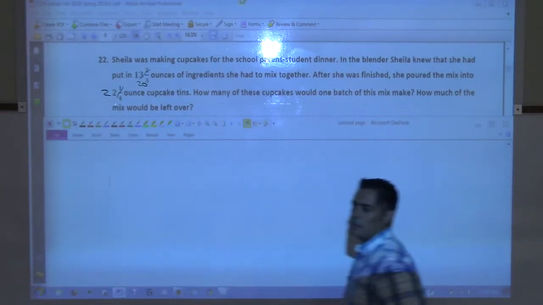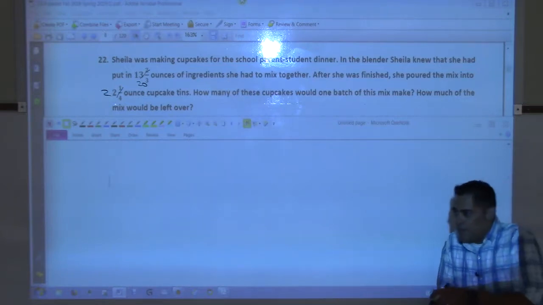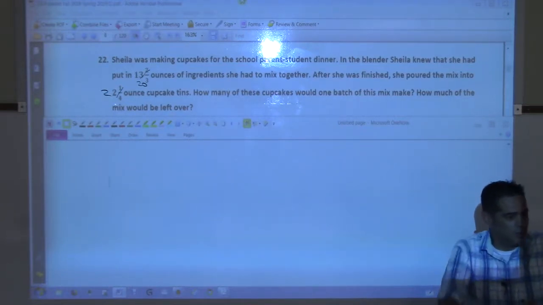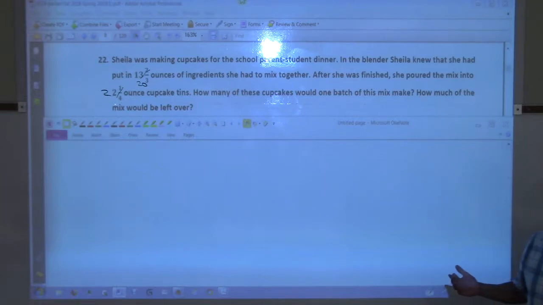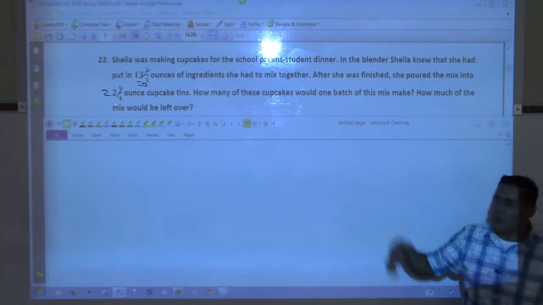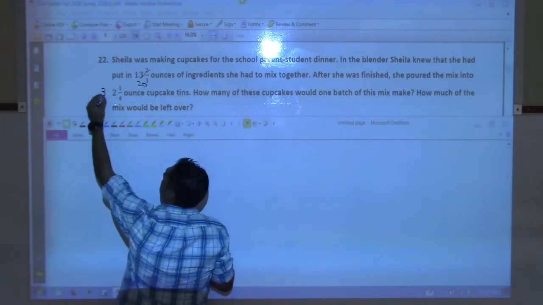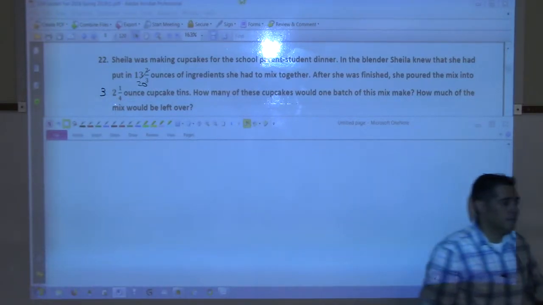Then how many of these cupcakes would one batch of this mix make? So she's got the 20 ounces, right? She's pouring them into 2, 2, 2, 2, and making all her cupcakes. How many would she get? 10, right? How'd you do that? You divide it, right? 20 divided by 2. Okay, so that worked out almost too nice, because she has nothing left over, and this one is asking how much of the mix is left over. So let's just change one of these numbers. How about we change the 2 to 3?